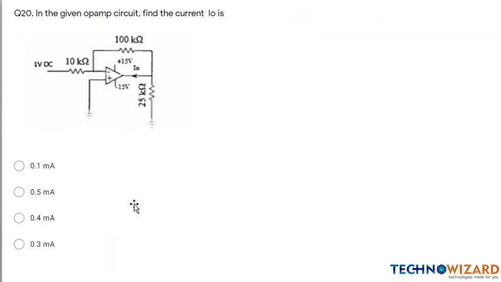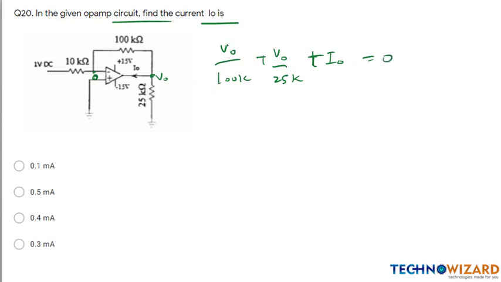Last question. In the given op-amp circuit, find the current I0. This is the simplest question. I am applying nodal at this point. On applying nodal, according to the virtual ground concept, this is zero potential. I am considering this as V0. V0 upon 100K plus V0 upon 25K plus I0, current flowing into the op-amp, is equal to 0. Taking LCM 100K, we get V0 plus 4V0 plus I0 is equal to 0.